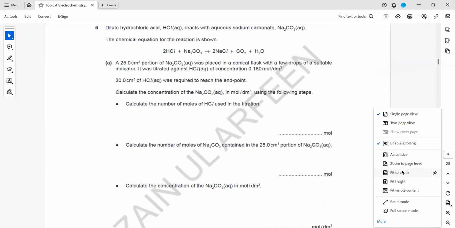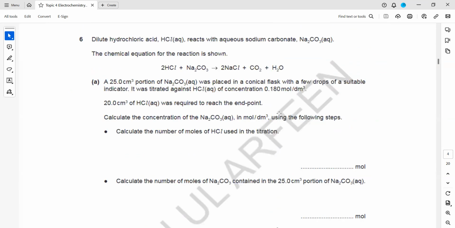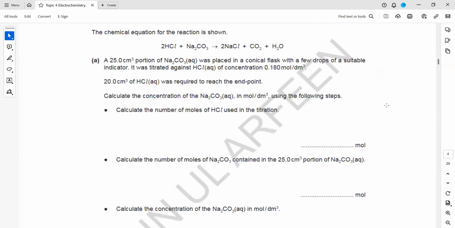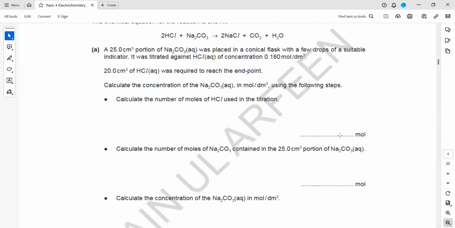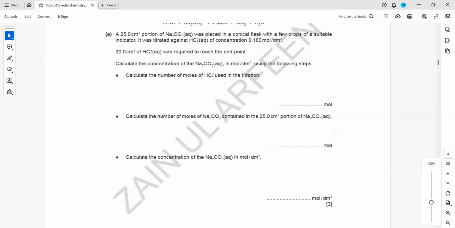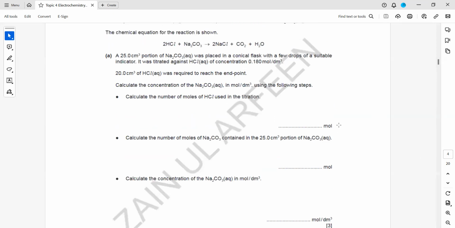This question is related to moles. Dilute hydrochloric acid reacts with sodium carbonate. The chemical equation for the reaction is shown. So we need an equation as well.